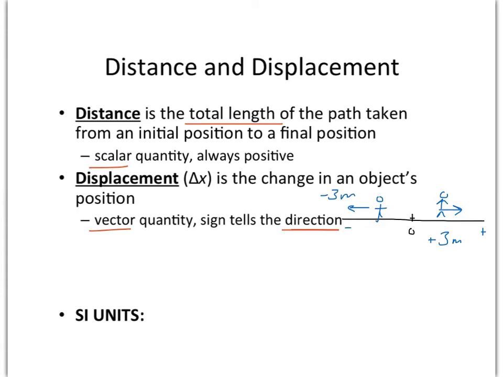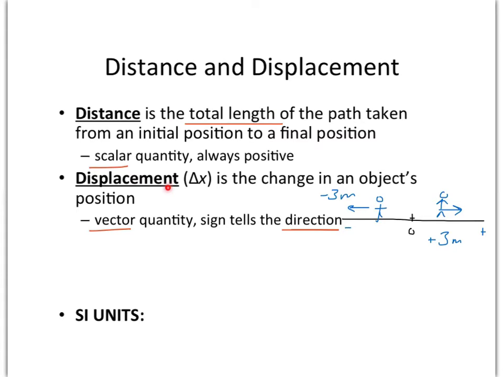Now, can you really walk negative 3 meters? No, you can't. The way we measure distance in real life, we just add up the distance no matter what direction we're going. But when we do problems in class, having this positive value or this negative value is going to be very important. So distance is the total length of the path. Displacement is going to be the change in an object's position.